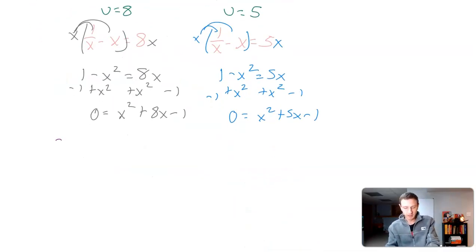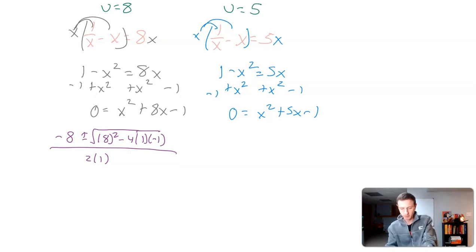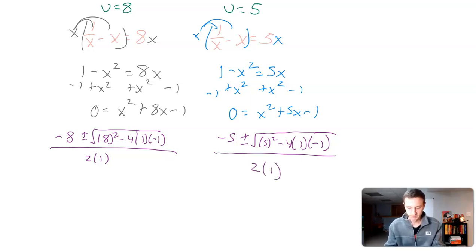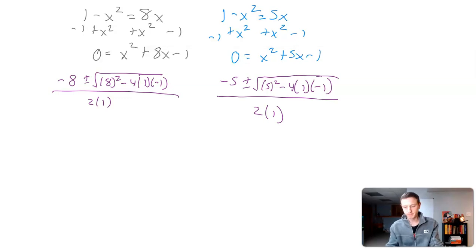So the quadratic formula: negative b plus or minus the square root of b squared minus 4ac, all over 2a. I'll set up this one. Negative b plus or minus the square root of b squared minus 4ac, all over 2 times a. Quadratic formula there.